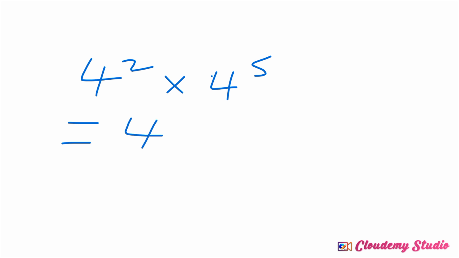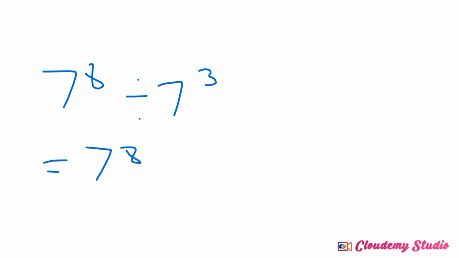We take 4 to the exponent 2 multiply by 4 to the exponent 5. I hope from here we know, guys. 4 to the power of 2 plus 5. Ultimately, we end up with 4 to the exponent 7, right? That's how it goes.